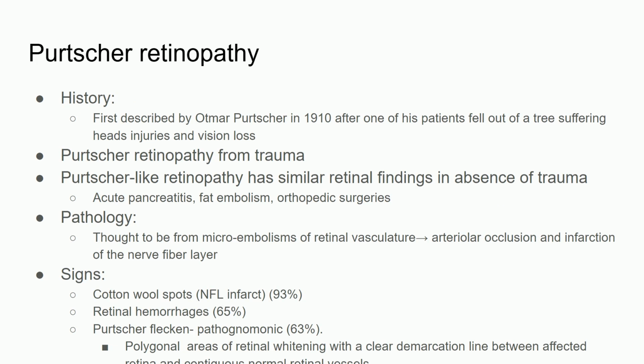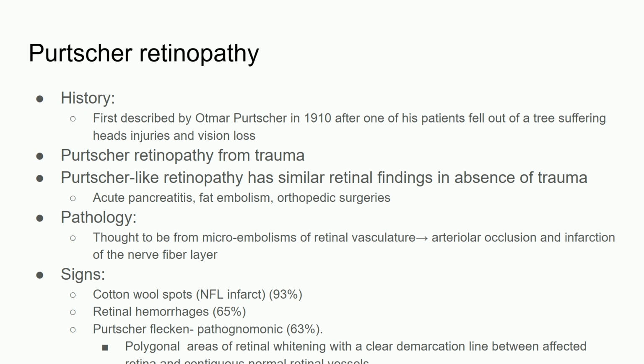Next is Purtscher retinopathy, first described by Otmar Purtscher in 1910 after one of his patients actually fell out of a tree and had some vision loss. Purtscher retinopathy is from trauma. There's also something called Purtscher-like retinopathy, which has very similar retinal findings but without trauma. Purtscher-like retinopathy is seen usually in acute pancreatitis, fat embolism, and some orthopedic surgeries.